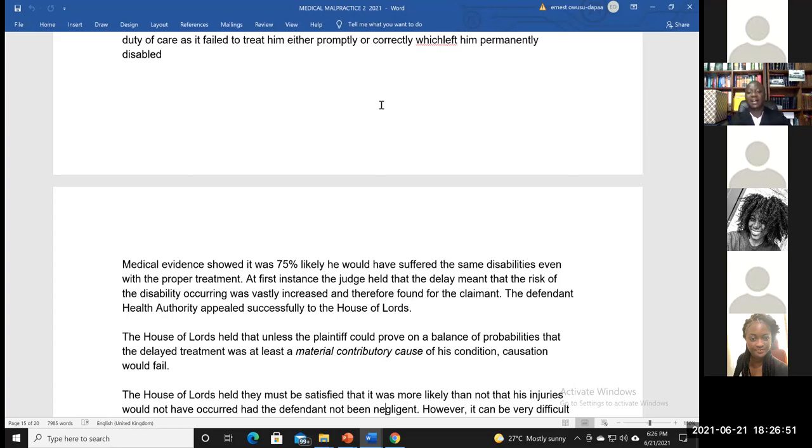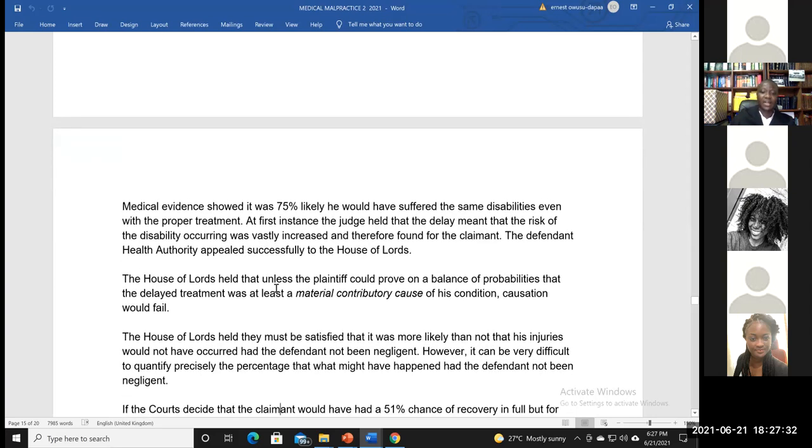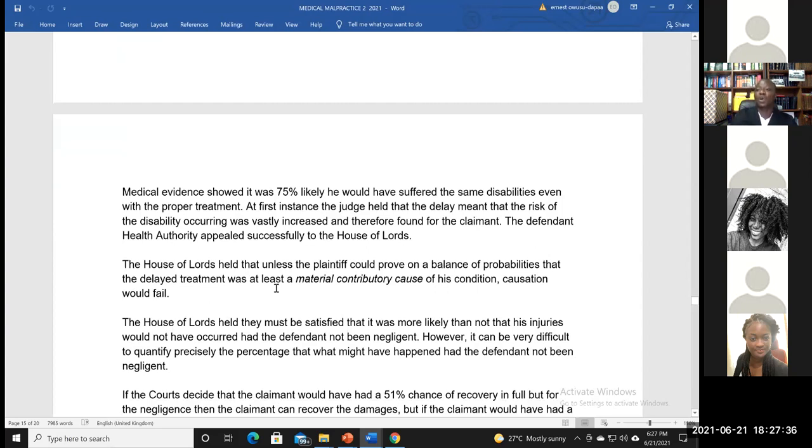And the House of Lords came to the conclusion that unless the plaintiff could prove on a balance of probabilities, or in our part of the world the way we say it, the preponderance of probabilities, that the delayed treatment was at least a material contributory cause of his condition, causation will fail. So we see how the court is even trying to come back to this materiality of contribution, or the material or substantial contribution doctrine. And the court was of the view that it had to be satisfied that it was more likely than not that the injuries of the boy would not have occurred had the defendant, that is the hospital, not been negligent.